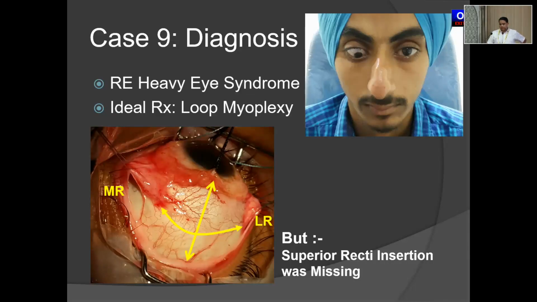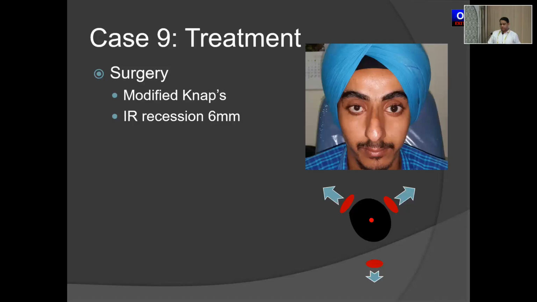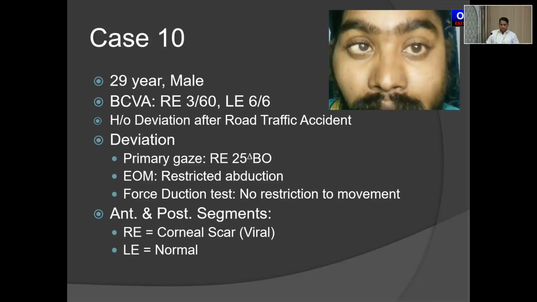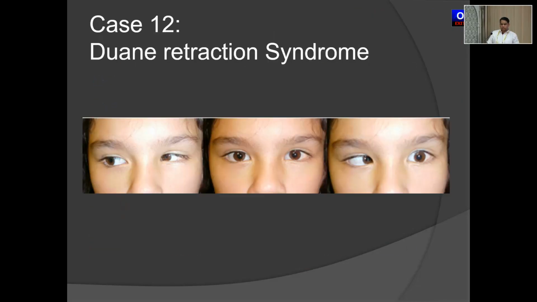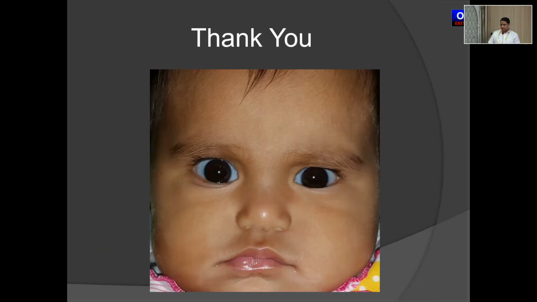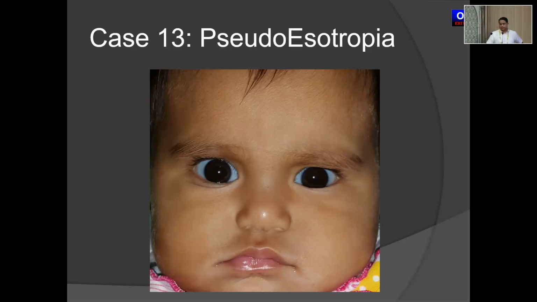So what we did was identify that the superior rectus was missing. So the surgery was on table. We did a modified Knapp to this patient, and we got a very good result. There are so many others, but thank you all for the presentations. And I will end with this particular case. This case very commonly comes to us, and this is not a squint. This is basically a pseudo-exotropia because of telecanthus.